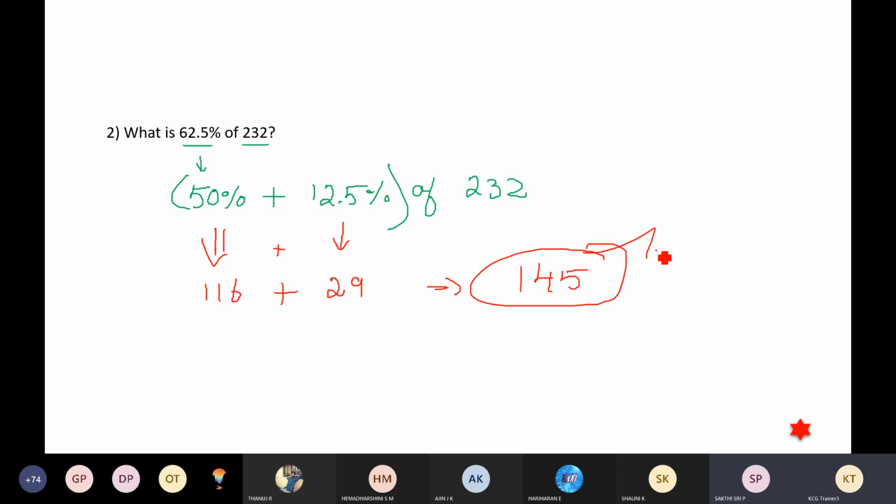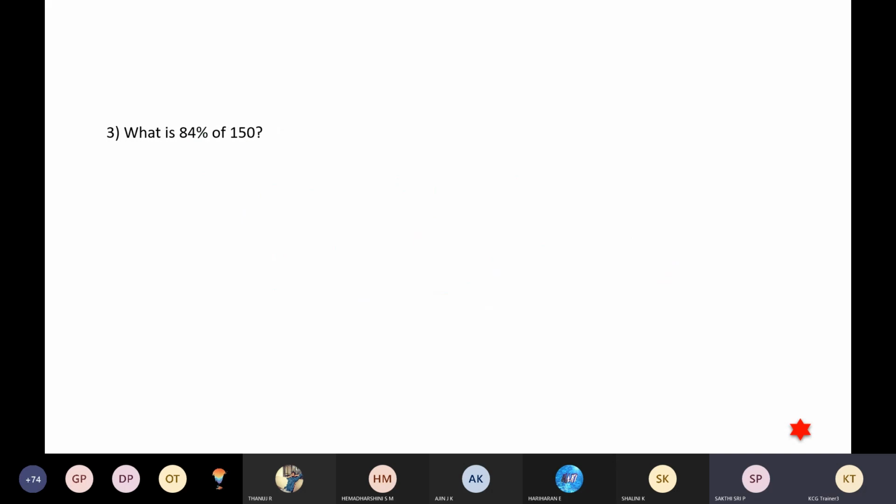This one is easier, right? Excellent. Superb then. Now we'll move on to the next question. Okay, I want you guys to find this out on your own. Do it any way you want and find out the answer for 84% of 150.